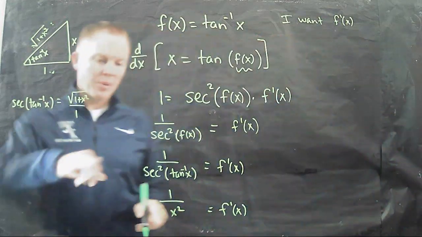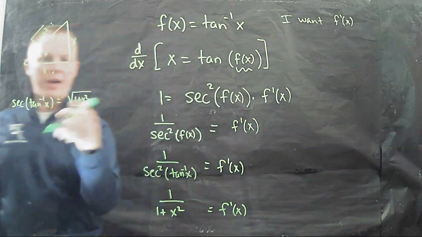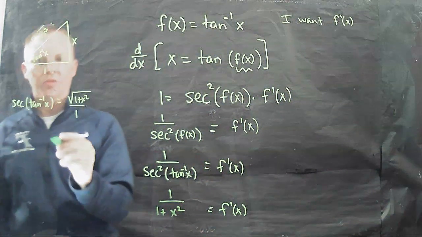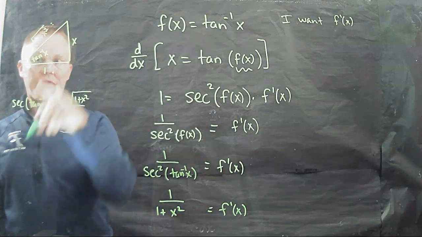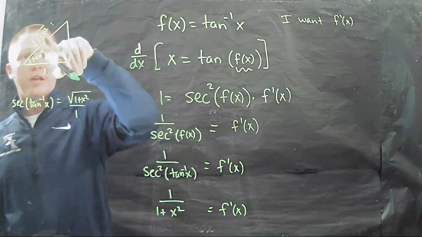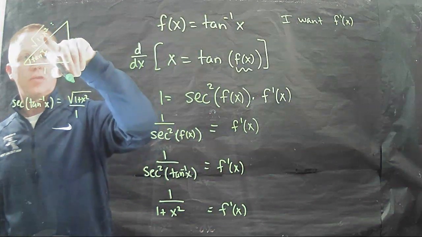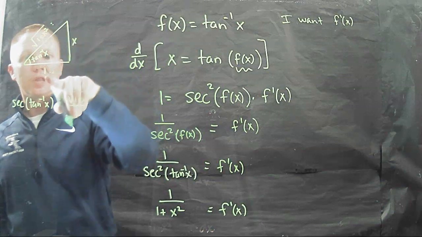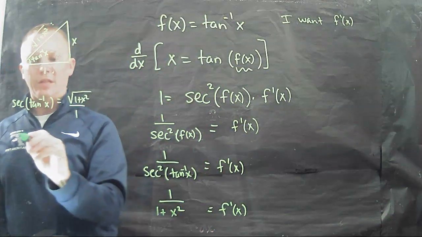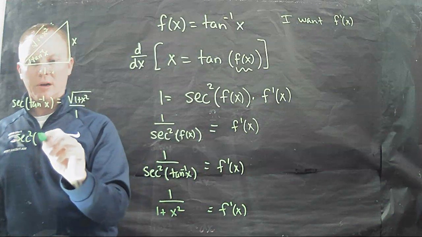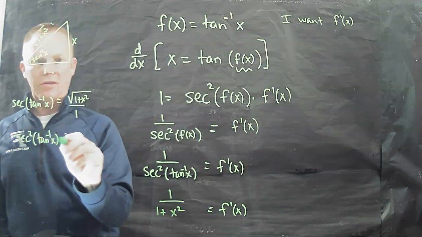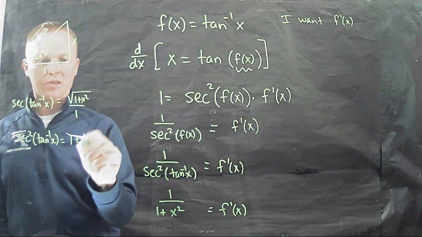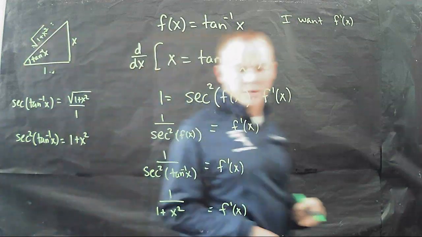So some people might have trouble with how I went from here to here, so I'm going to go back and re-explain this to you real quick. If the cosine is 1 over this, adjacent over hypotenuse, the secant is hypotenuse over adjacent, so that's what we have here. And then the secant squared of the inverse tangent of x is just going to be 1 plus x squared. So 1 over that is here. Okay?